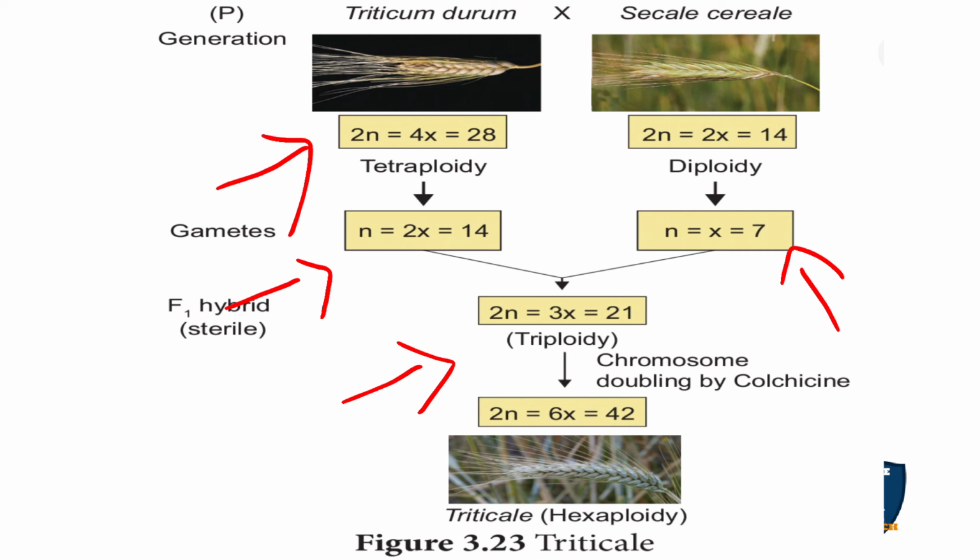and it is sterile. Now the doubling takes place by colchicine. Colchicine is used to induce the polyploidy condition. After colchicine treatment, 2n is equal to 6x equal to 42. This is a hexaploid condition. This is triticale, and it is the first man-made cereal that appeared.